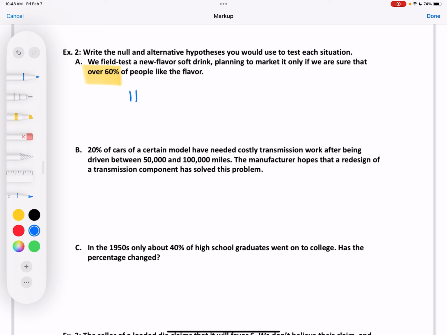So my null hypothesis is that P is equal to 0.6 or 0.60, however you want to do it. Because that's that there's no change at all. Then it says over 60%. So what does that imply? Does that imply that it's greater than, less than, or not equal to for the alternate? Over 60%. Oh, so more than. So greater than, so P is greater than 0.60. And so this would be a right tail test. Which it's not asking us to write that, but it's just good to go ahead and note that to start getting that in our minds of which way it is.